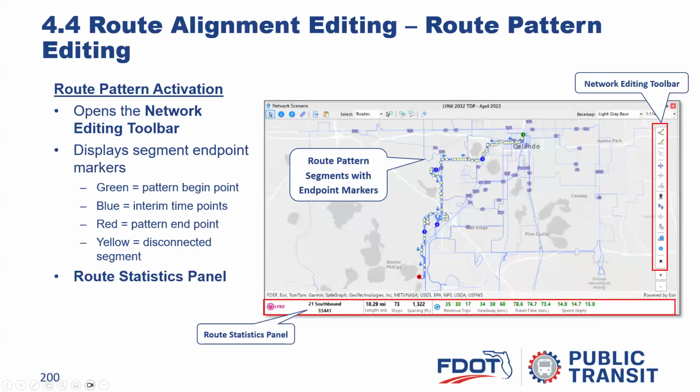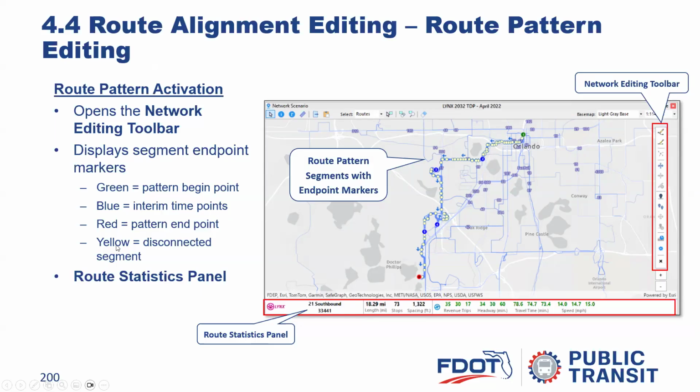Okay, so here are the route pattern segment endpoints. This is a little better view of what I was just showing you, the network editing toolbar, and what I just described on the previous slide, including the route statistics panel. So just in terms of the markers for the display endpoints, the green is the begin point, blue is the interim points, red is the endpoint.